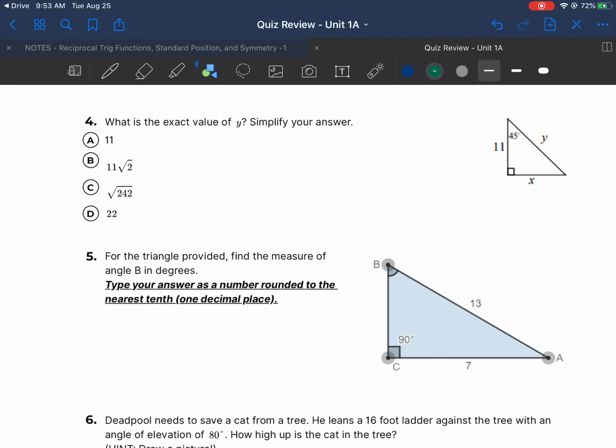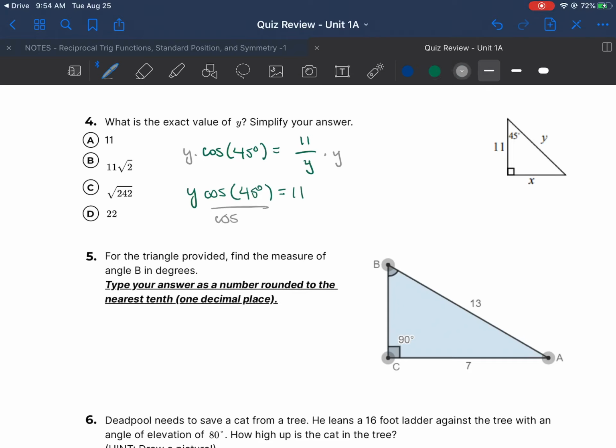Okay. Moving on to number 4, we want to find the exact value of y. So notice the same image, but this time we're finding y. So again, we know that this 11 that I'm highlighting in red is the adjacent leg, and y this time is the hypotenuse. So I'm going to use the cosine. I'm going to say that the cosine of 45 degrees is equal to the adjacent leg 11 divided by y. Multiplying y on both sides, I'm going to get that y cosine of 45 degrees is equal to 11.